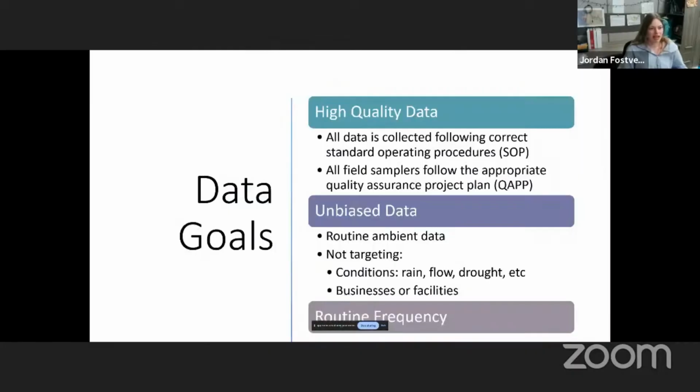And the data goals that we have for all of this data is that it's high quality, so it's collected following the correct standard operating procedures. All field samplers must follow the appropriate quality assurance project plan. This data needs to be unbiased, so it's routine ambient data, which means that there's no targeting. We don't look for certain conditions like rain, flow, or drought. We don't target businesses or facilities, and it needs to have a routine frequency.